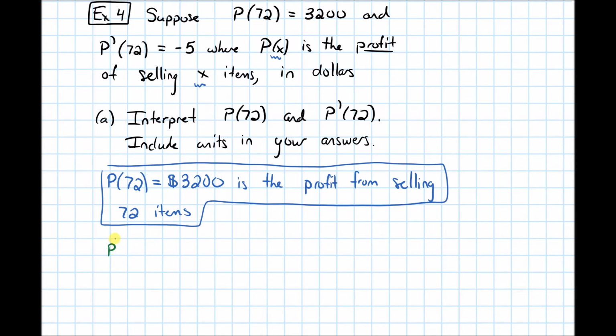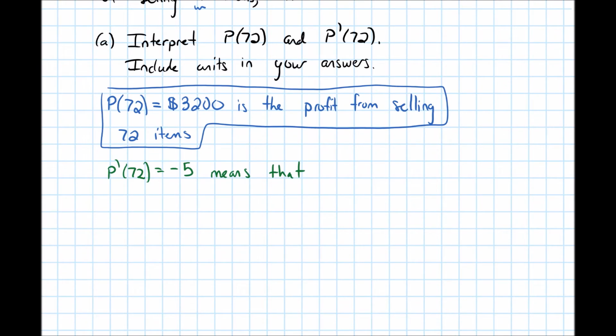All right, so P prime of 72, just as a number, that's -5. So what does that mean? This means that, so this is where I'm going to draw a picture to help us illustrate what's going on here. Okay, so I'm going to draw some axes. So I got my y-axis and I got my x-axis. So in this case, the x-axis represents the number of items, x, and the y-axis is going to represent the profit, p. So at some point, we have the x value 72, and when x is 72, the profit is supposed to be 3,200. So I'm not drawing this to scale, just so I can fit this picture in, but 72, 3,200 needs to be a point on the graph.